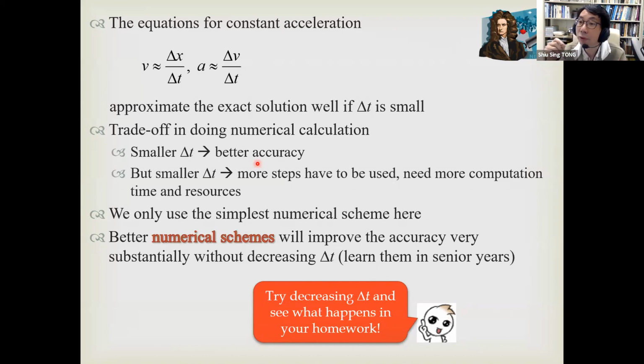If you do it with a time step of 0.001, then you have to do 1,000 calculations. Although you can get a better accuracy by reducing the delta t, the trade-off is that you have to do more calculation, and you need more computational time and resources. Now, for the simplest problem you encounter in this course, it doesn't matter. You can use a very small delta t. An Excel spreadsheet can handle it very easily.